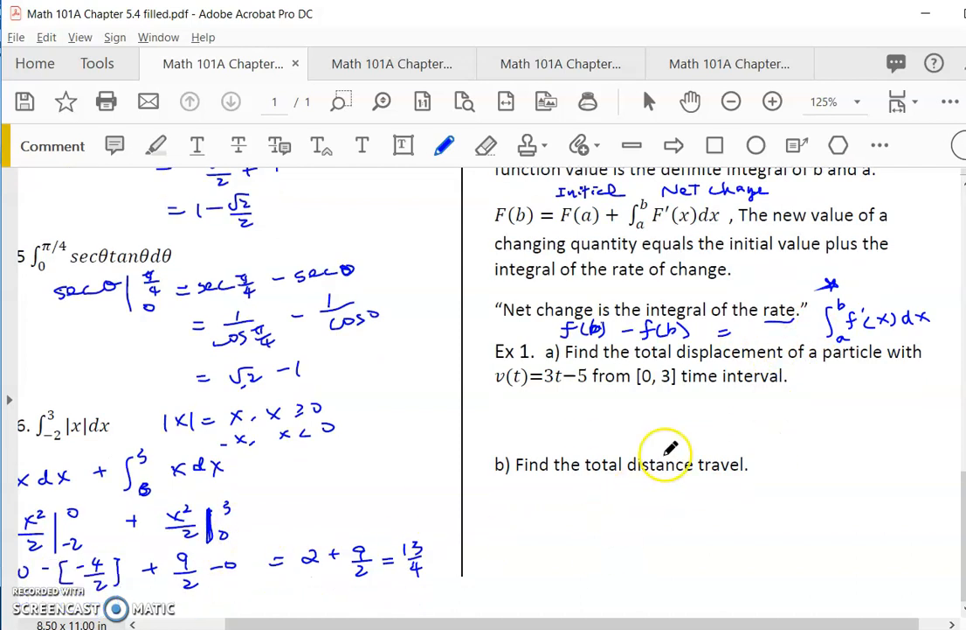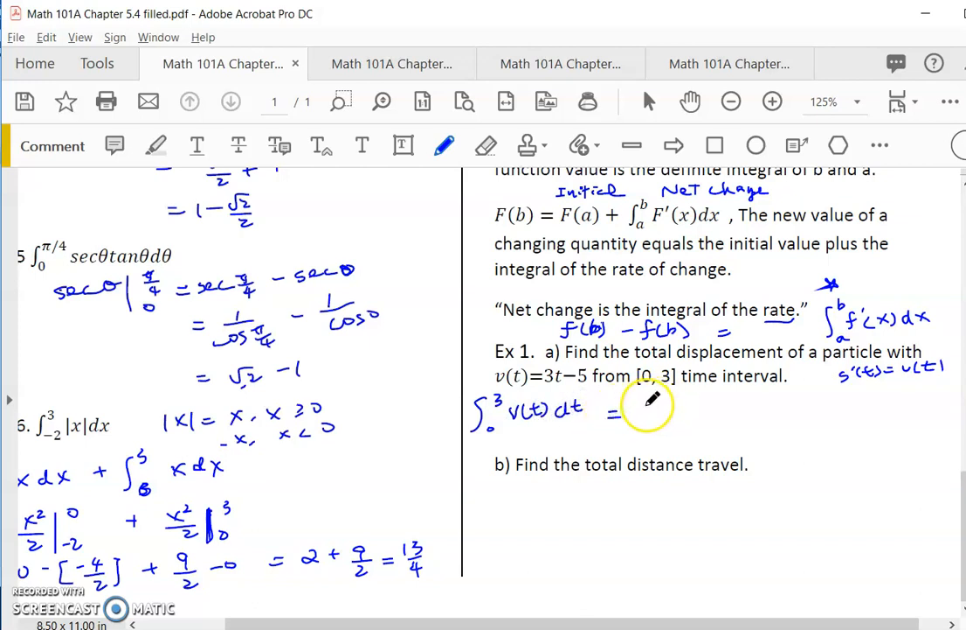We'll do the first example, which is to find the total displacement or net displacement of a particle over the time interval from 0 to 3. We don't know where the particle is at 3, but we have the rate, because f prime of t is v of t. So this is the rate function. If I want to find the change of displacement, I have the rate function. That's really good. So that directly equals the integral from 0 to 3 of v of t dt.